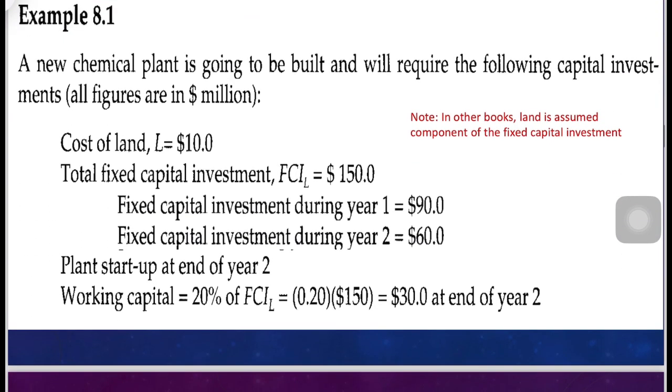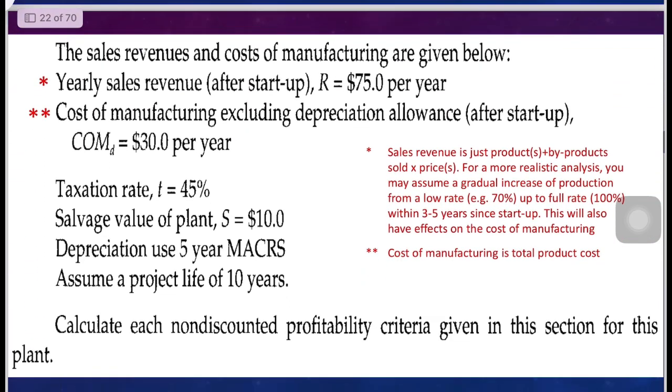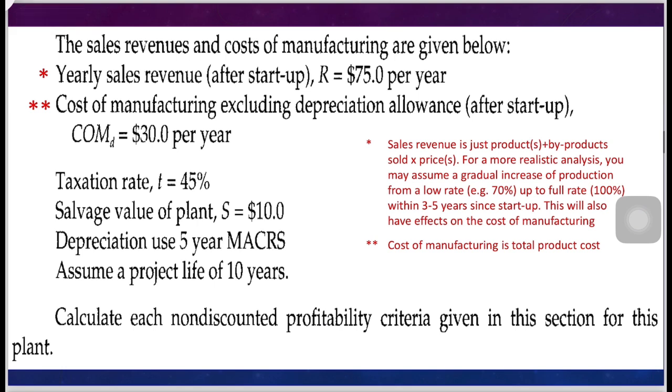So let's do an example. If a new chemical plant is going to be built, it will require the following investments. So you have the cost of land, the total fixed capital investment. So you have the fixed capital investment in year 1 and in year 2. And then the working capital. Okay. So in other books, usually the cost of land is assumed a component of the fixed capital investment. Okay, the sales revenues and the costs of manufacturing are given.